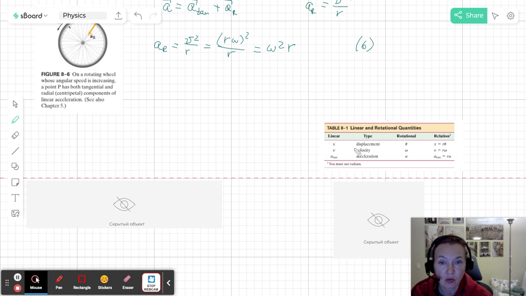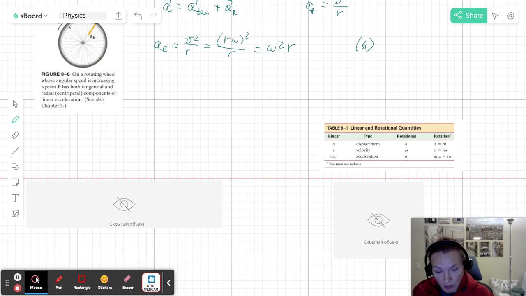For the connection between linear and rotational quantities, we can look at this table. In linear movement, we have our quantities x, v, and tangential acceleration. Rotational, similar quantities are theta, so displacement is measured in angles, velocity is omega, and acceleration is alpha. And the relation is, as we said, x is r times theta. We called it L in the beginning. Linear velocity v is r omega, and tangential acceleration is r times alpha. And remember that the angle must be measured in radians.